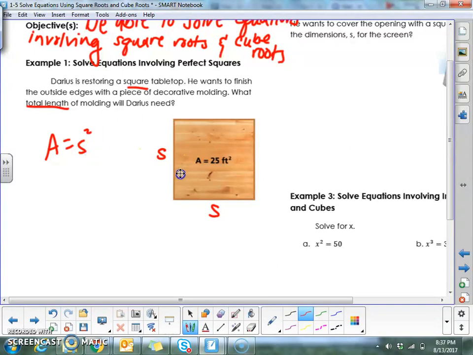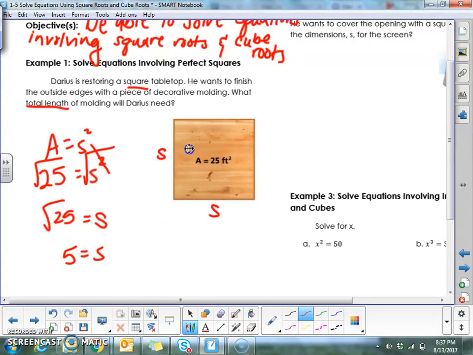In this case, our area is 25, and we're looking for the side length. So what times itself is going to give us 25? In order to solve for the side length, we want to take the square root of both sides. This cancels out the squared with the square root. These are opposites, so they cancel each other out. Now we're left with s is equal to the square root of 25. That's one of your perfect squares that you're supposed to have memorized by now. So the square root of 25 is 5.